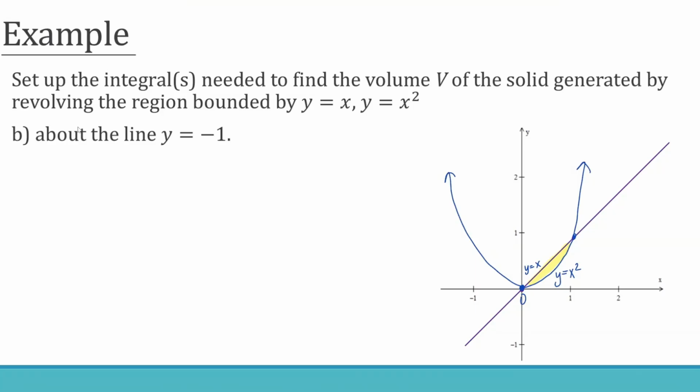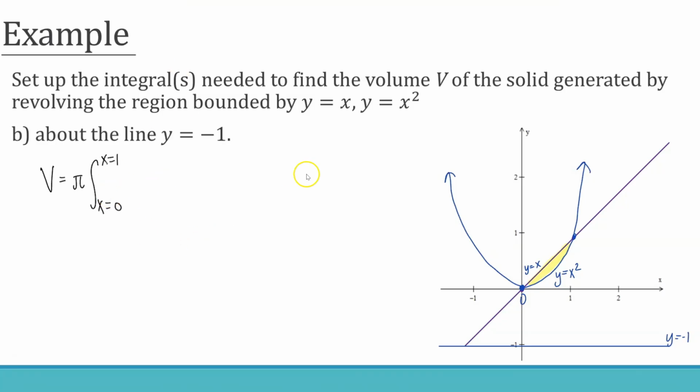Now there is a part B to this problem where we're still going to take that same region bounded between y equals x and y equals x squared, but this time we're going to set up an integral to rotate around the line y equals -1. And so y equals -1 is a horizontal line, but it is below the region that we are rotating. So to start to set this up, the volume is equal to pi times the integral from x equals 0 to x equals 1 again.